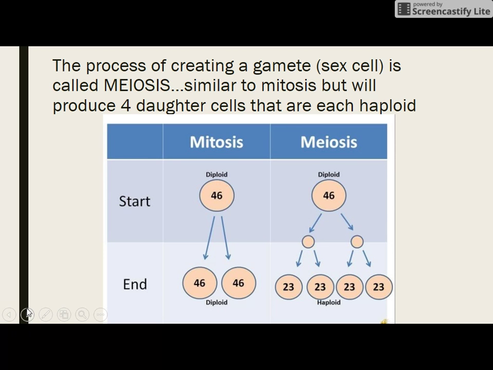So if we look at the overview of mitosis, at the start of mitosis, we take a diploid cell and make 2 identical copies of that diploid cell. The process of creating a gamete or a sex cell is called meiosis, and is definitely similar to mitosis, but in the end, it's going to produce 4 haploid cells that are not identical.